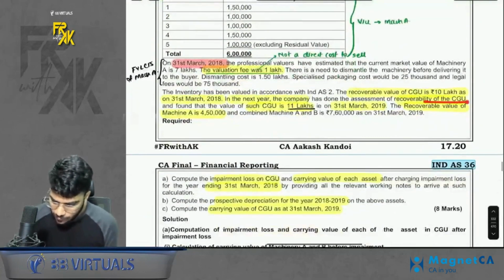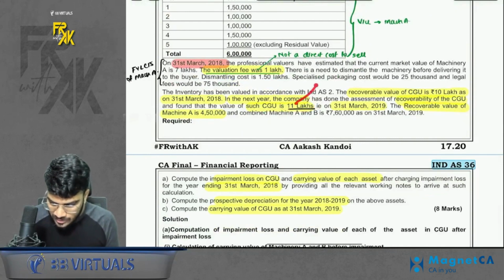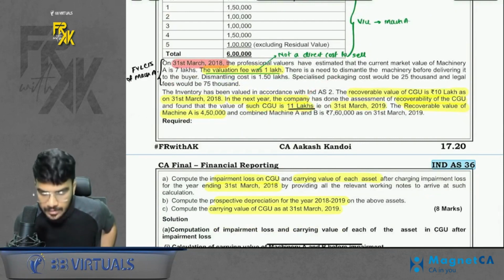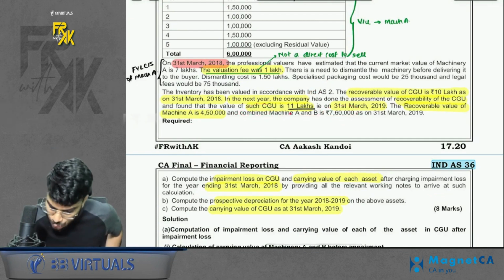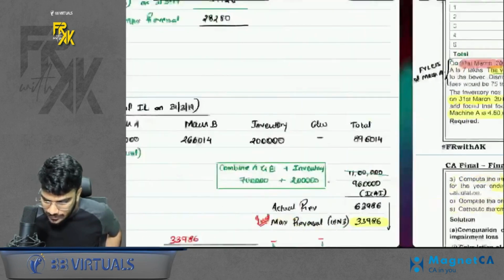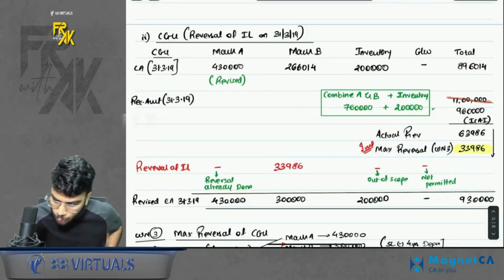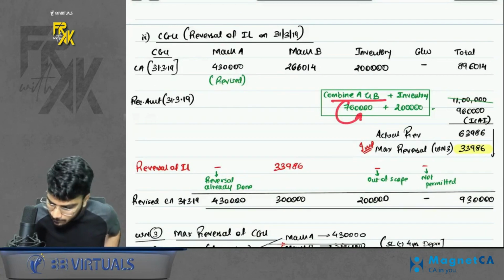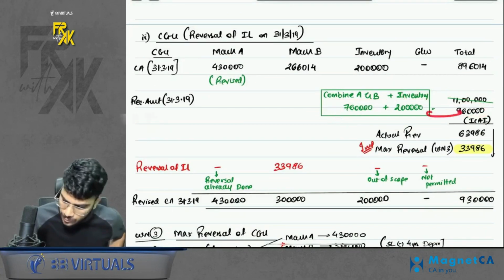First, the recoverable value of CGU is given as 11 lakhs. Right? But ICAI in its solution has not taken 11 lakhs. What they have done is, one combined value of machine A and B was given, 7 lakh 60. So they took this 7 lakh 60 and added the value of inventory of 2 lakhs. That is how they found the recoverable amount. They did not take 11 lakhs. They took the combined value of machine A and B plus the value of inventory. So in exam also you need to follow this.